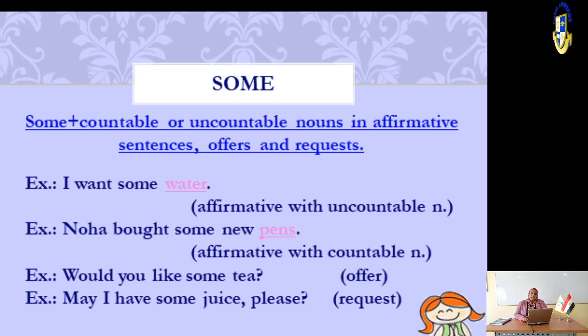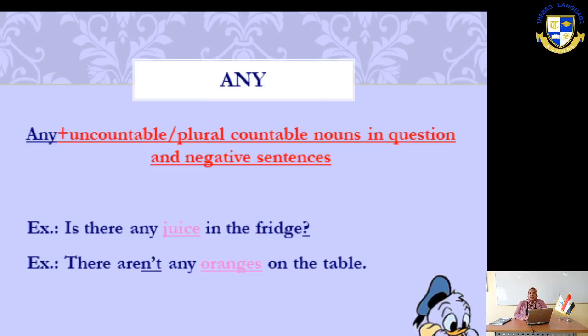Let's see in slide number 3 for any. Any is used for plural countable nouns, like any apples, any boys. I can't see any boys in the playground. I don't want any sandwiches. I will not eat.